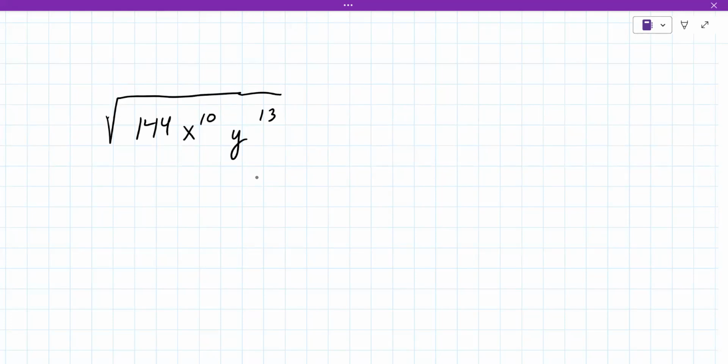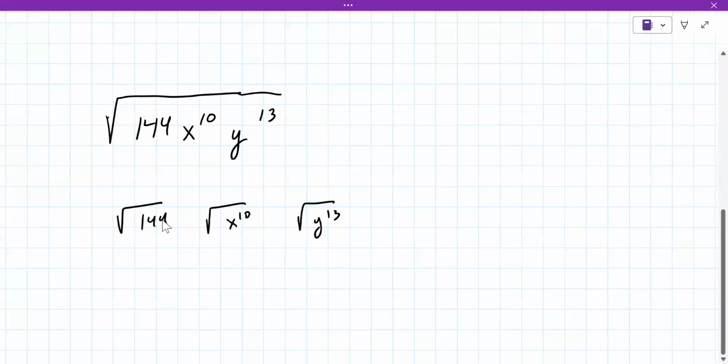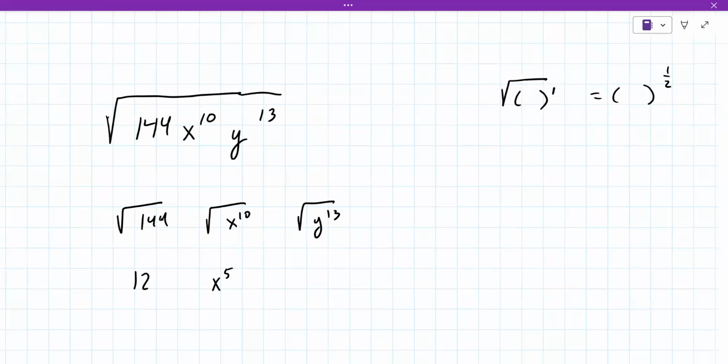I don't really remember. Okay. So no matter what it is, you're going to break it into separate problems. Square root of 144 is 12. Square root of x to the 10th is x to the 5th. The reason is the square root is like a 1/2 power, because there's really a 1 there, and a 2 is the index. So half of 10 is 5.